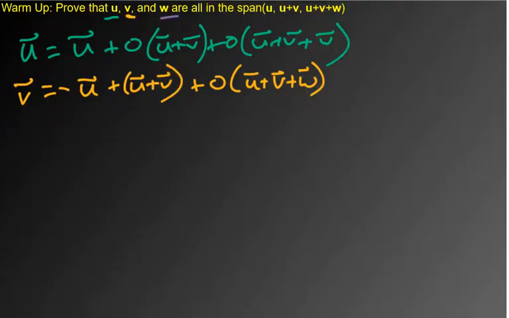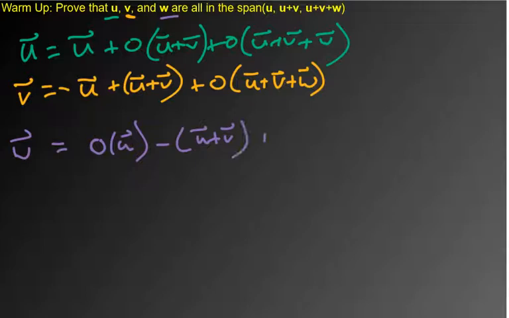And to do the last one, to show w, you would just want to take 0 of the first one, and then you could take minus 1 of u plus v, and then if you add 1 of u plus v plus w, then you'll cancel out the u and v's from here, and you'll be left with w, right? But that would show that these vectors u, v, and w are in the span of these ones right here.